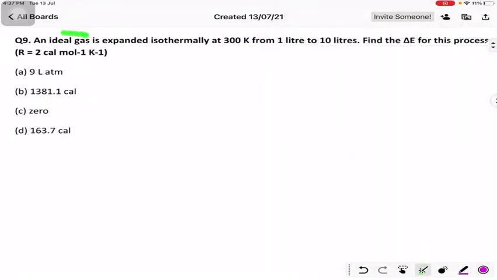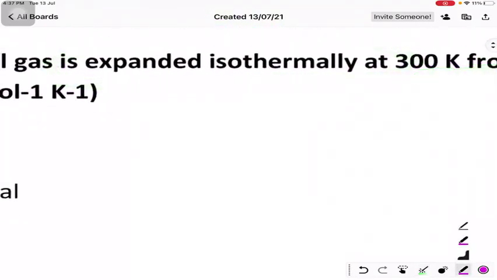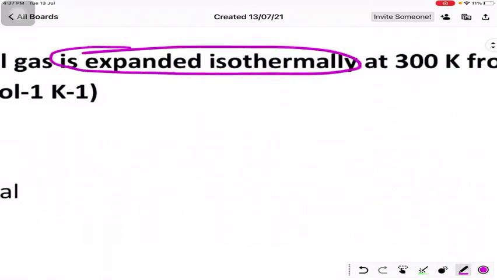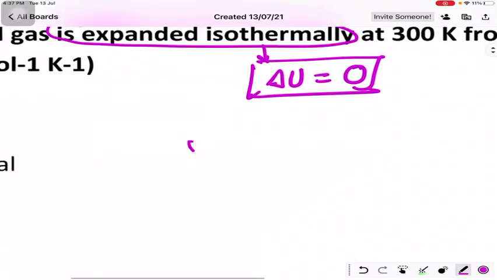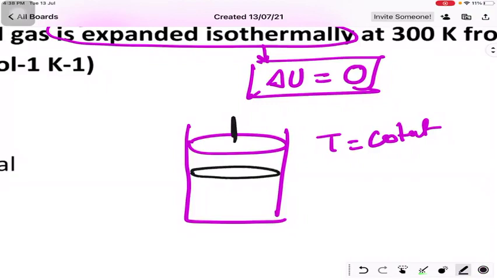Ninth question is, an ideal gas is expanded isothermally at 300, and this data is given. So one thing I want to explain to you is that whenever your gas is expanding isothermally, your change in internal energy is always equal to 0. Why is it so? Because you are carrying out a process of a system at constant temperature. Temperature must be kept constant. So actually your gas is expanding. Previously your piston was at this position. Now your piston has been moved by this volume. So this is the volume change.